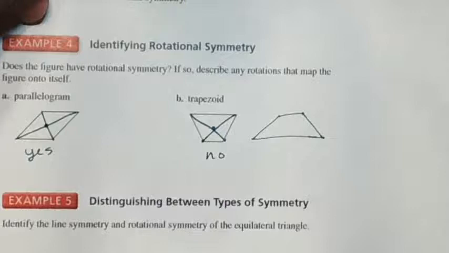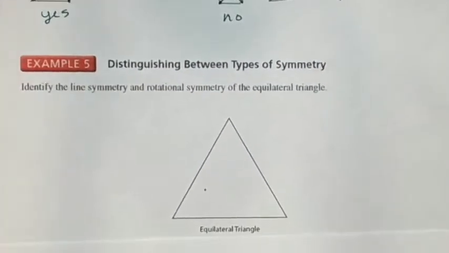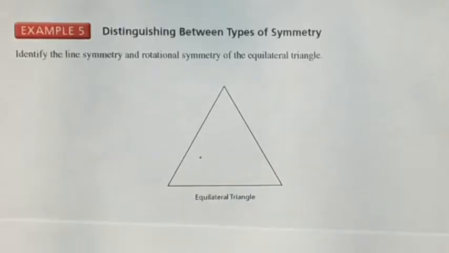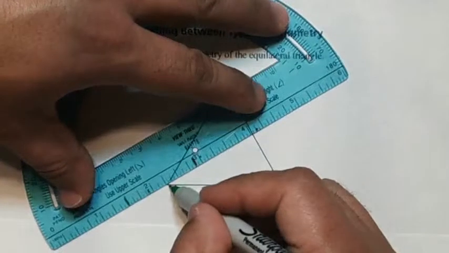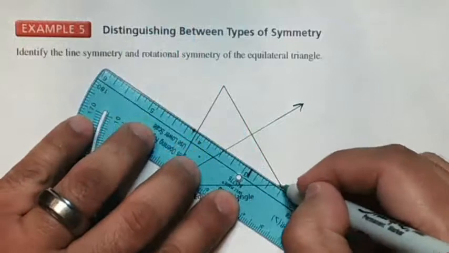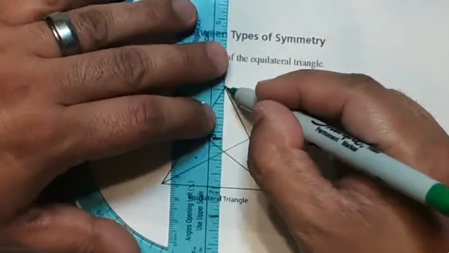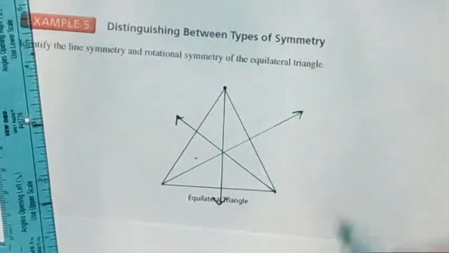Example number 5, we want to look at an equilateral triangle, and we want to identify the line of symmetry and rotational symmetry. Because it is an equilateral, it's what's called a regular polygon, it is actually going to have 3 lines of symmetry, and each of them are going to go from one vertex to the opposite side, this direction. I can rotate it, and since it is a regular polygon, it's going to map onto itself.